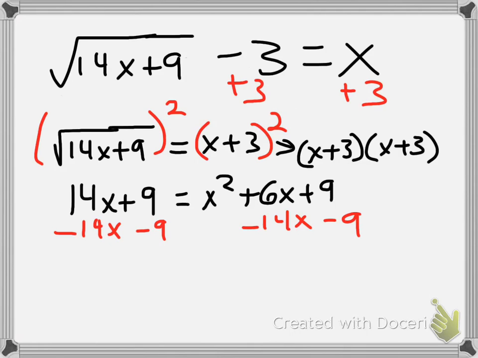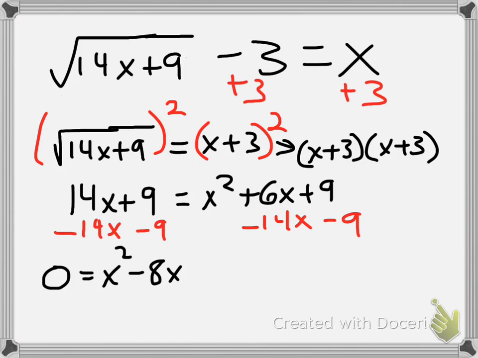So on the left hand side I have a 0. On the right I have my x squared minus 8x. Negative 9 plus positive 9 adds to 0. So I'm left with 0 equals x squared minus 8x. I want to solve this equation.